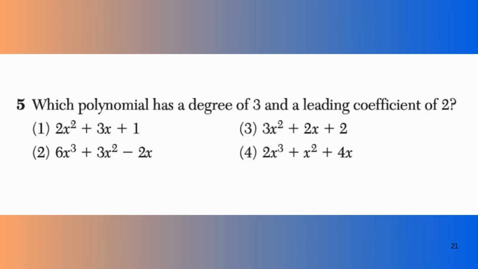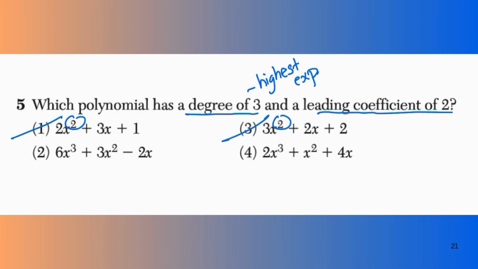Number 5, which polynomial has a degree of 3 and a leading coefficient of 2? So degree of 3, meaning that the highest exponent that we see in this polynomial is going to be a 3. So looking around, that means that 1 is out because the highest exponent here is a 2. 3 is out because the highest exponent here is also a 2. So now we're between 2 and 4.